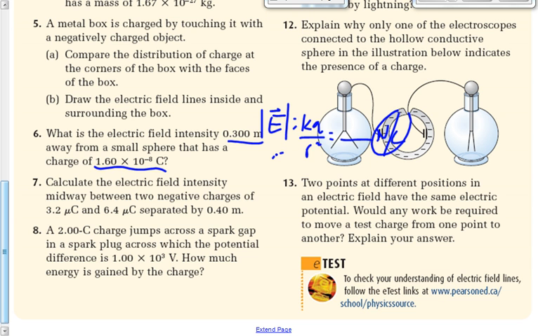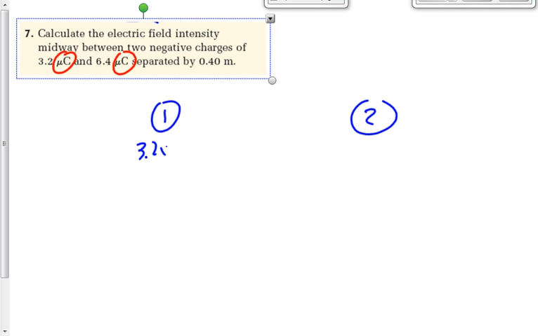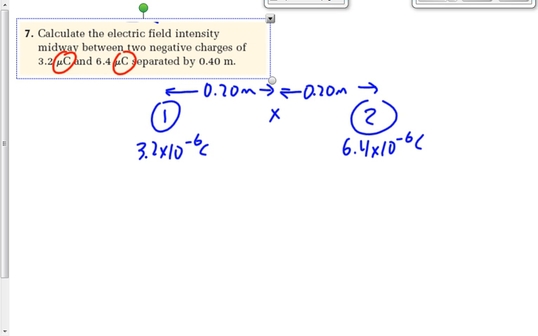Okay, question number 7, a little bit easier than question 6. It says, calculate the electric field intensity at the midpoint between two negative charges, 3.2 microcoulombs and 6.4 microcoulombs, separated by 1.4 meters. So charge 1 is 3.2 times 10 to the minus 6 coulombs, charge 2 is 6.4 times 10 to the minus 6 coulombs. The midpoint is 0.70 meters away from each of those charges. They're both negative, right?